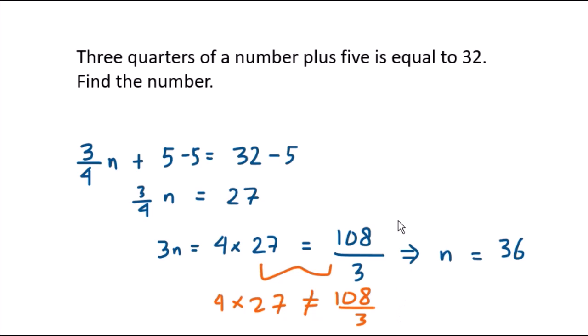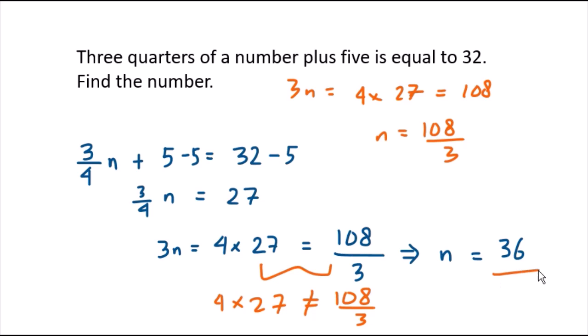What he meant could be 4 times 27 equals 108, which is the 3n. So then n is 108 divided by 3, but because of the bad way of writing, this can be confusing and can lead to calculational mistakes. But in this case, even though the answer is correct, but the way of doing it is incorrect.